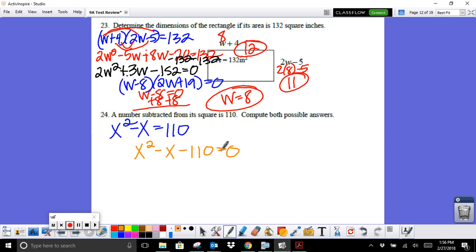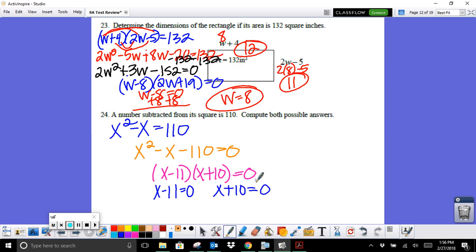Again, to save time, I'm going to give you the factors here, but you do have to know how to factor for the test. So my factors here end up being x minus 11 and x plus 10. Notice in this case, I'm not talking about measurements, so I do need both solutions here. So I'm going to set x minus 11 equal to 0 and x plus 10 equal to 0.